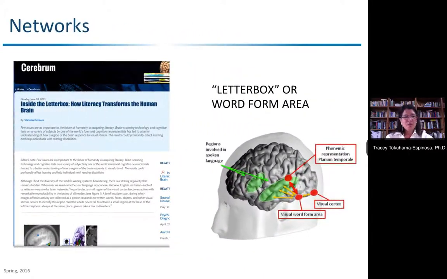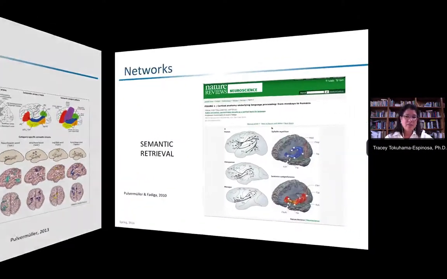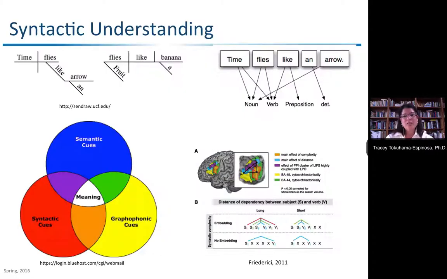We also know from Dehaene's work that there's a letterbox or word form area in the brain, which has to do with visually interpreting that word, then connecting it back to the meaning of that word in the context in which it is being read. Semantic understanding, understanding the definition of the word and the multiple definitions that a single word might have, is a different neural pathway, for example, than retrieving that word. So knowing how to store it is a different process than actually retrieving that word.